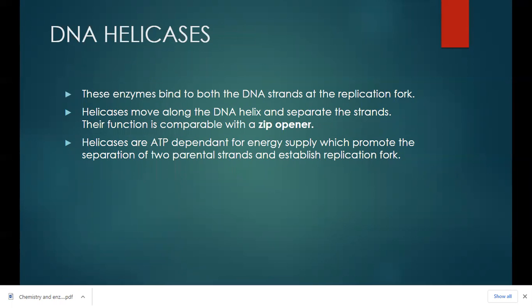The next enzyme we'll be talking about is DNA helicases. These enzymes bind to both the DNA strands at the replication fork. So helicases move along the DNA helix and separate the strands, which we all know. Their function is compared to a zip opener. Helicases are ATP dependent for energy. They utilize ATP for energy, which promotes the separation and creates the replication fork.